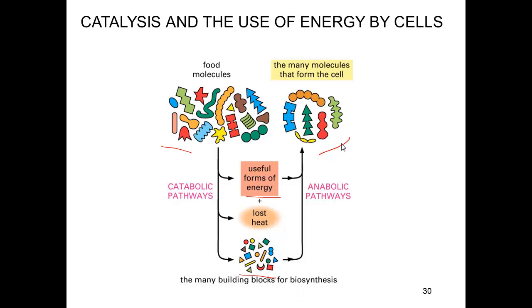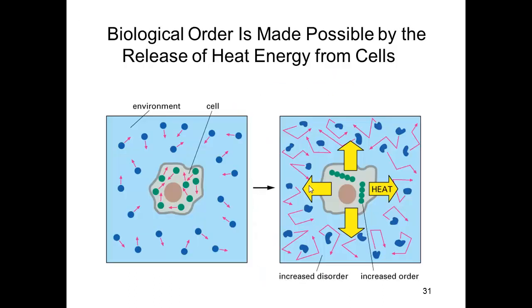Since many of these biosynthetic reactions are energetically unfavorable, we can use the energy extracted in ATP to power those reactions. The increased order formed inside a cell is not a violation of the second law of thermodynamics, because this order is created at the expense of a large amount of disorder out in the environment. The second law of thermodynamics applies only to the system as a whole, and so net order is decreased in all reactions.